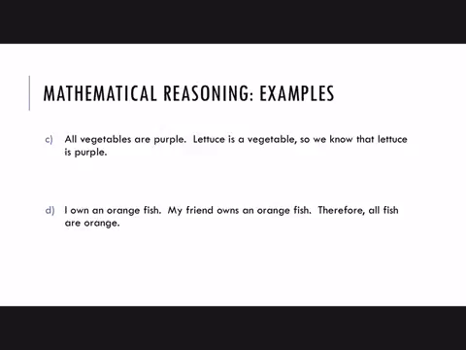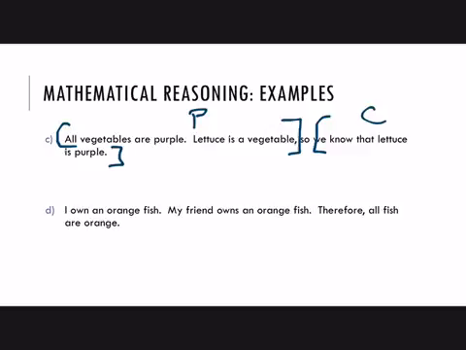All right, how about all vegetables are purple? Lettuce is a vegetable, so we know that lettuce is purple. Okay, this one is ridiculous. Doesn't really make sense, but this is set up as a logical argument. It begins with two premises. All vegetables are purple, lettuce is a vegetable. So, we reason to this other conclusion that lettuce is purple. Okay, premise, conclusion.